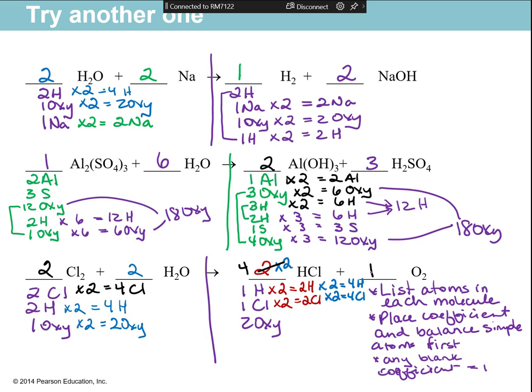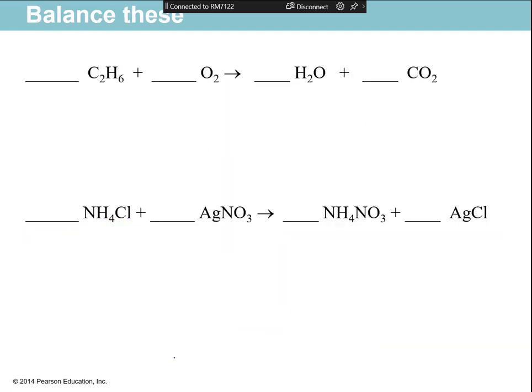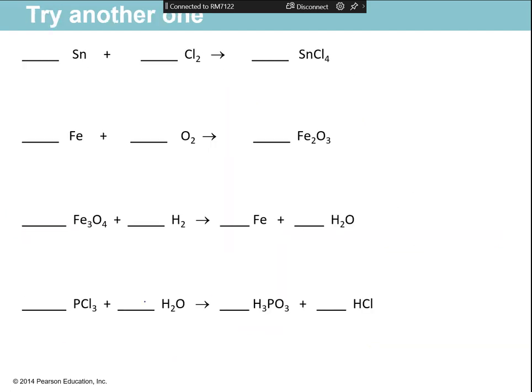Okay, so these ones really need some practicing. There are questions in the book they give you. I've got this one, here's another one. You've got the whole double-sided page, so you've got plenty of ones to practice with to get these.